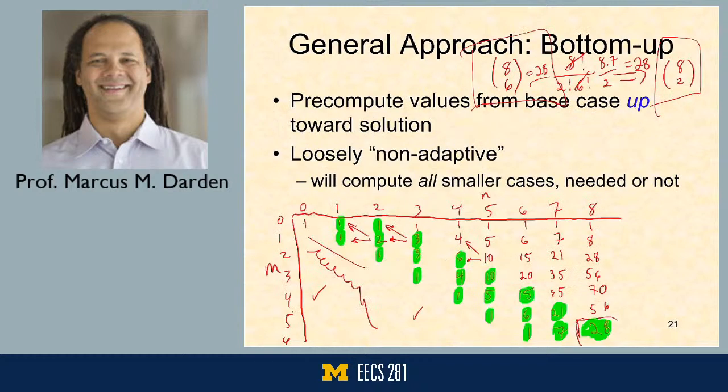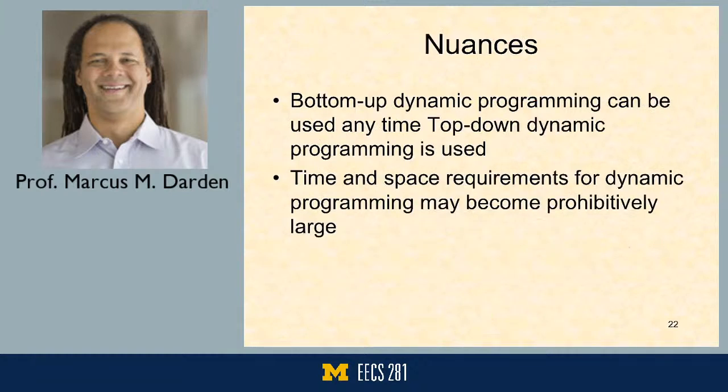All right, now that I've marked up this nice summary slide with all of my previous work here, we still get a chance to look at it. The general approach from the bottom up is I pre-compute the values from the base case all the way up to the solution. It's usually not very adaptive because we calculate all the smaller cases whether we need them or not. All right, we'll see another example of that as well. In nuanced terms, we can say that the bottom-up DP can be used anytime top-down DP is being used. That's true. Time and space requirements for DP may become too large.